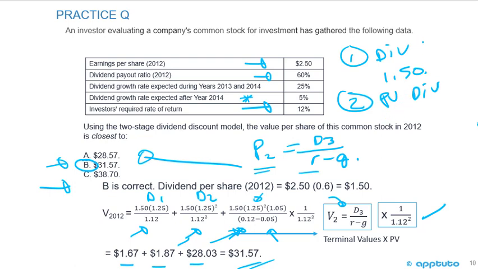First one is the dividend using the payout ratio. Calculate the future dividends. Do the present value of the dividends. Calculate the terminal value. Calculate the present value of the terminal value, and then sum them all up.